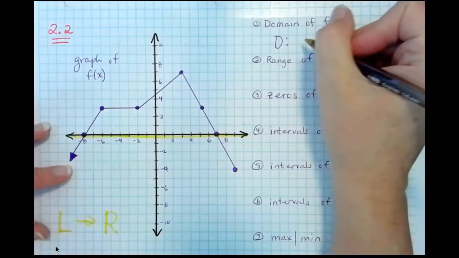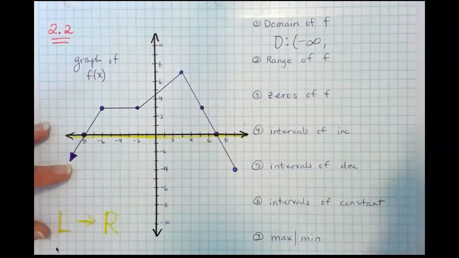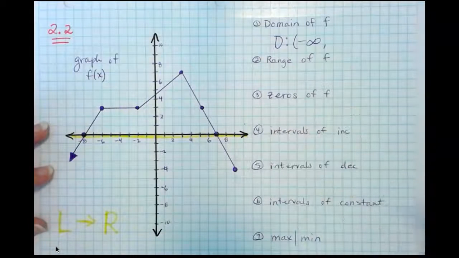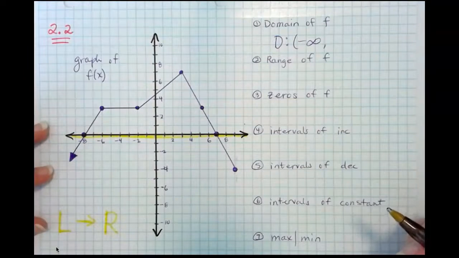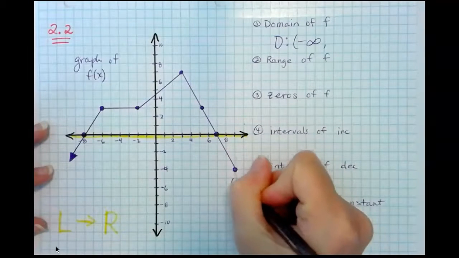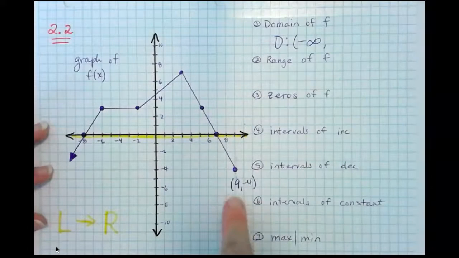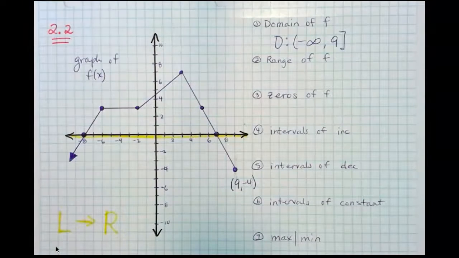So our domain has no leftmost point, so we are going to say that it starts at negative infinity. But as we go from left to right, we see that we do have a rightmost point. Notice that that is a closed circle, so that is the end of the function. Therefore, it is the end of the domain, and that particular point is at (9, -4). So our domain is going to be stopping at 9 inclusively. So that's the domain. Domain, all about left to right.